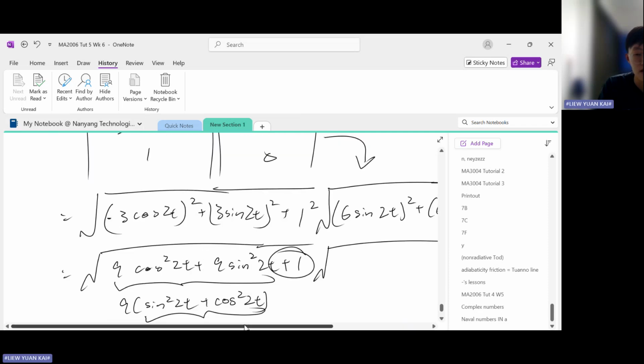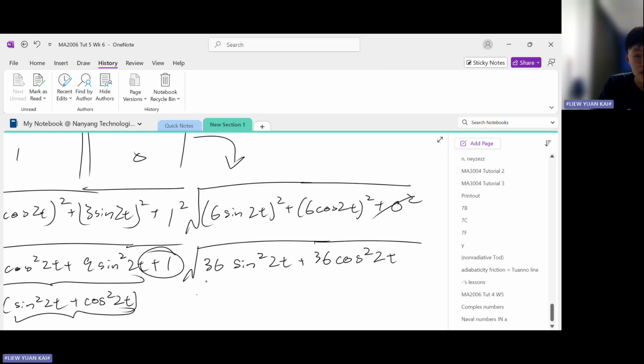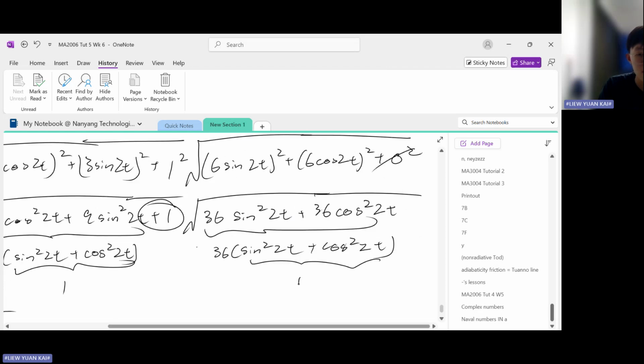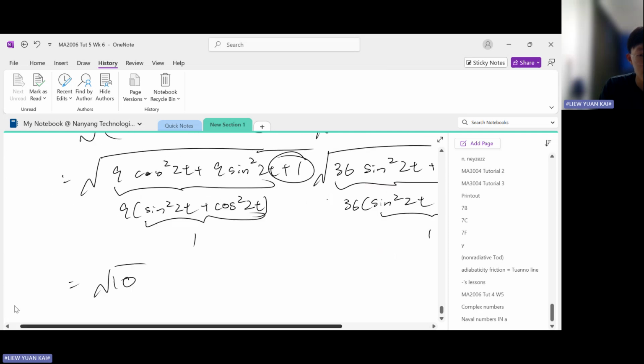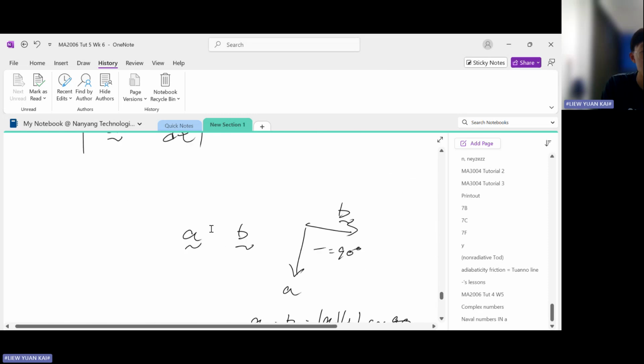Okay, let's look at the other side. Now the other square root, so 0 squared is gone. 36 sine squared 2t plus 36 cos squared 2t. We can factorize 36 from here, right? So I can factorize this as 36 times sine squared 2t plus cos squared 2t. Again, this is just 1. So this other side will just simplify to square root of 36. Square root of 36 is just 6. So this will become 6 root 10. That's the answer. Okay, so that's question 1D. Now we're done with question 1.